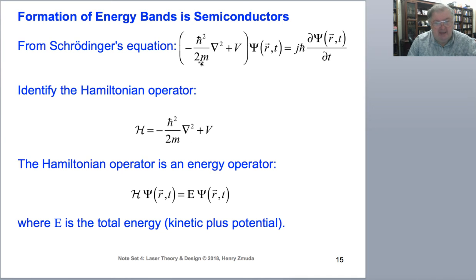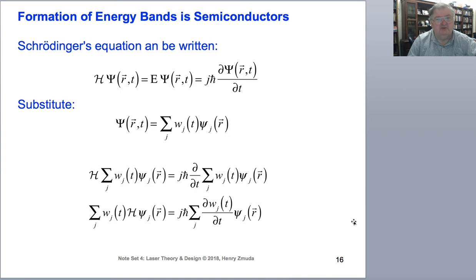So here's Schrödinger's equation once again. In other words, the Hamiltonian operator here. It's an energy operator. H operating on phi gives us the energy E times phi, where E is the total energy, kinetic plus potential. We would substitute. Don't get bogged down in details here. We would substitute our assumed series form, plug that into the Schrödinger equation, and we would get actually a linear system of equations is what this works out to.